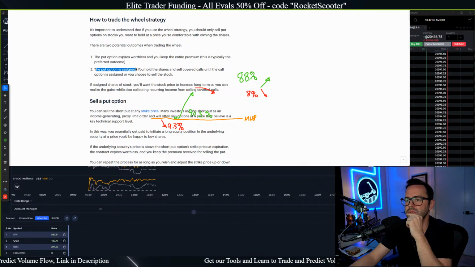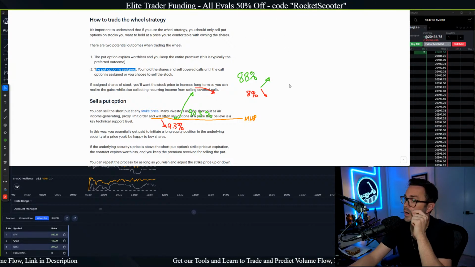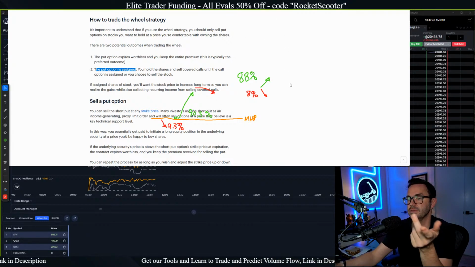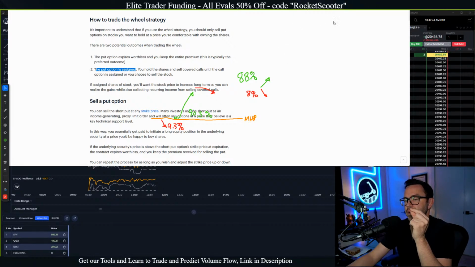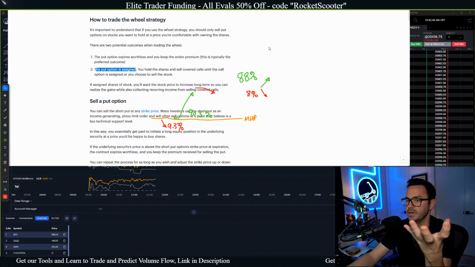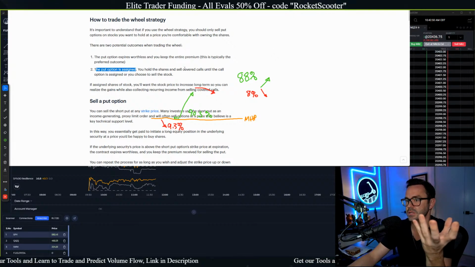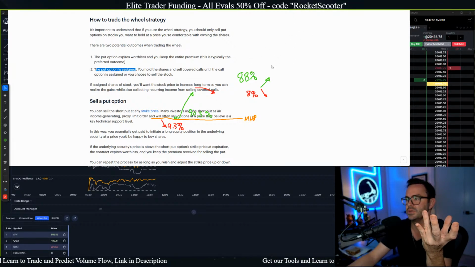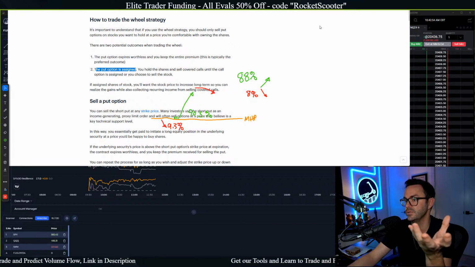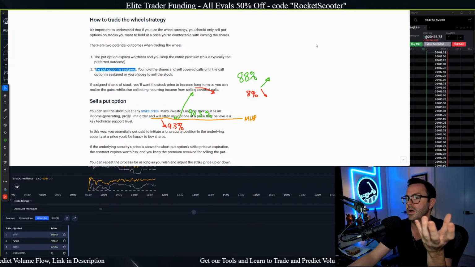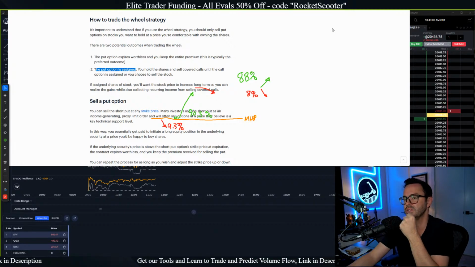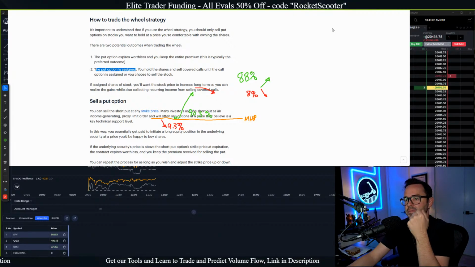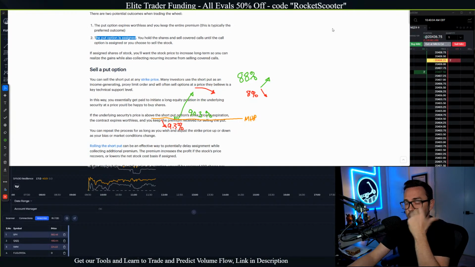So you sell a put, the market falls below, you're assigned a position. Somebody sells it to you, you collect the shares, you hold the shares, and you sell covered calls. So your cash secured becomes share secured. You sell calls until the call option is assigned, and that person buys back the shares from you, or you choose to sell the stock for profit, or to sell the stock in general.